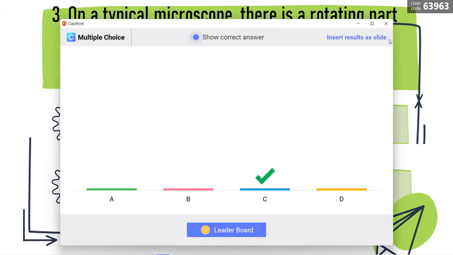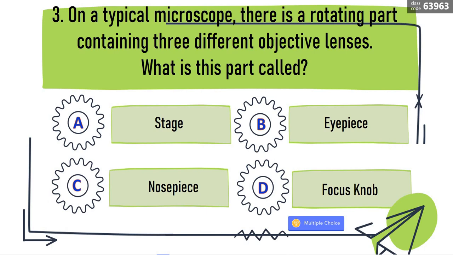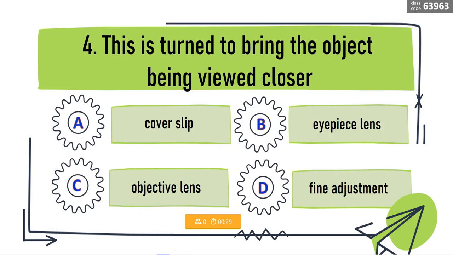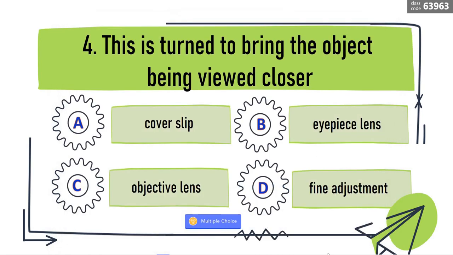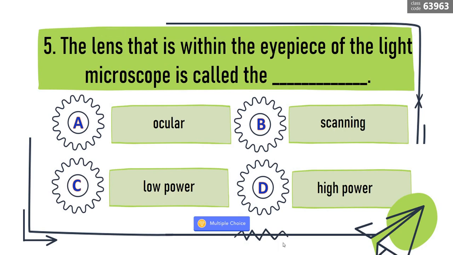Okay, time is up. Let's reveal the answer. The correct answer for this is letter C. It is called nose piece. Congratulations for those who got it right. Let's have number 4 question. Okay, so time is up. Let's have the correct answer. The correct answer is letter D, fine adjustment. Okay, for number 5 question, let's have this.